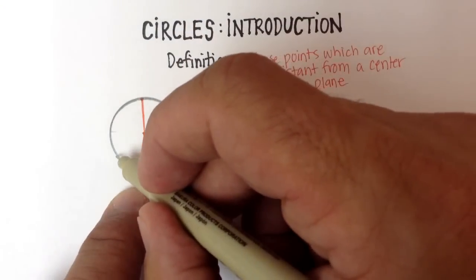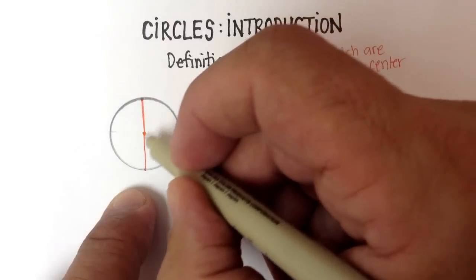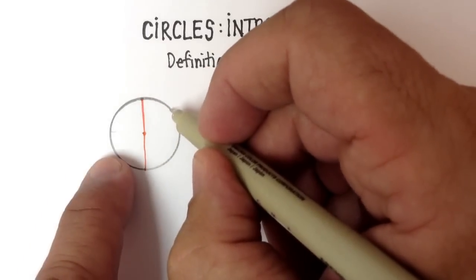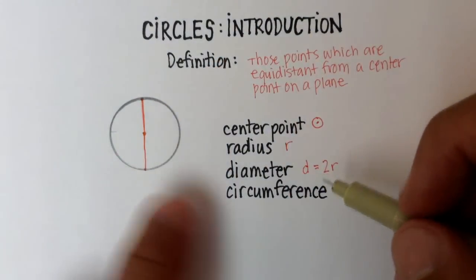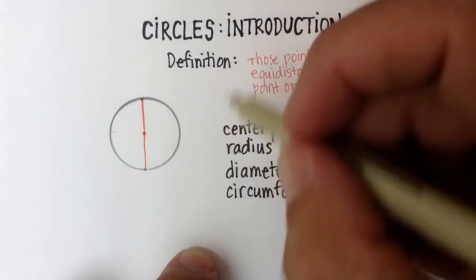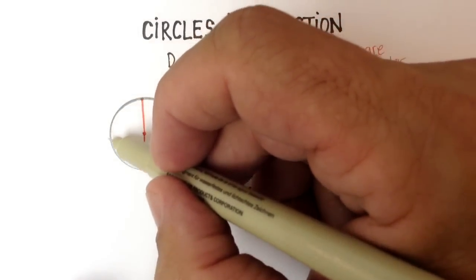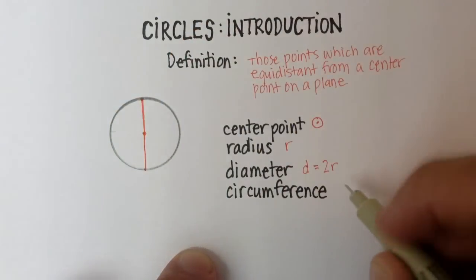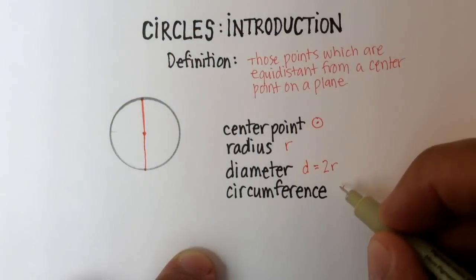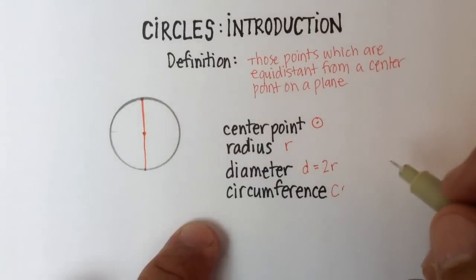And you can really start at any point. As long as you go through the center point, all the way out the opposite end, that line segment is called a diameter. And now we get to the last term for this particular part, and that is the actual traced area. All those traced points that are equidistant, that's called a circumference, and that's usually designated by the letter C.